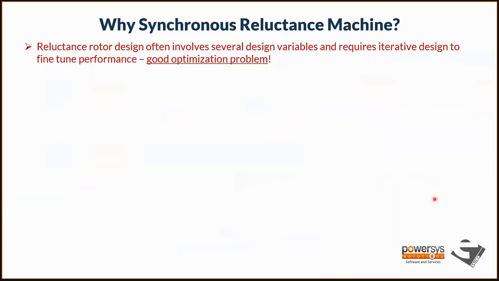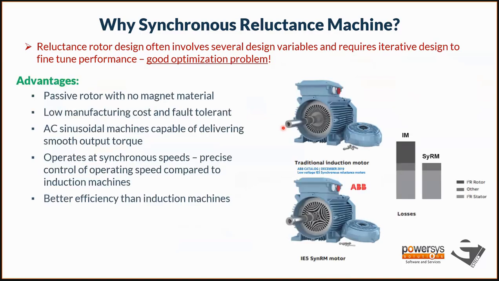So why synchronous reluctance machine? The most simple explanation for this webinar is that it's a good optimization problem because it involves several design variables and often requires iterative design to fine-tune the performance. But putting that aside, there are also certain advantages for reluctance machines. One being that it's a very passive rotor with no magnetic or conduction material, and therefore the manufacturing and material costs are quite low, and it's also fault tolerant.